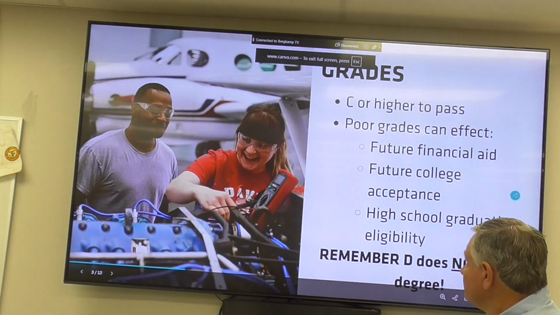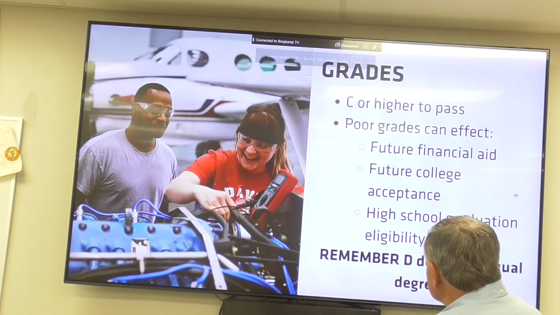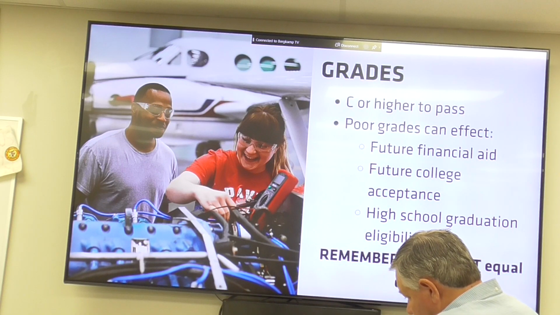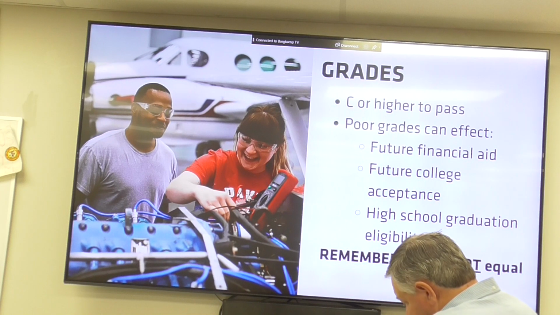Okay, so some other things when we're looking at grades. Like I said, it goes on your high school and your college transcript. D's no longer get degrees in college, so make sure that you have a C or higher, because that can affect your financial aid and scholarship opportunities later on, because they're going to look at the GPA, both on the college side and the high school GPA.